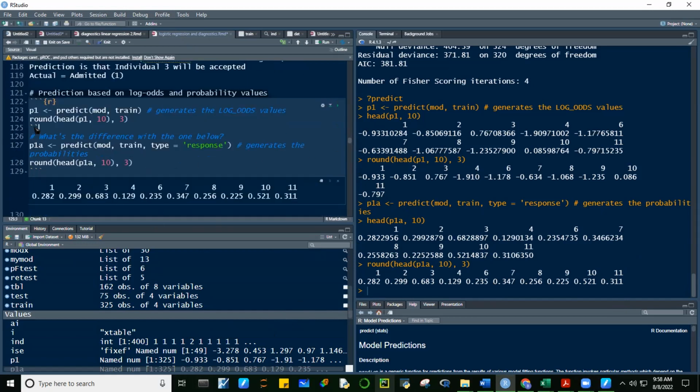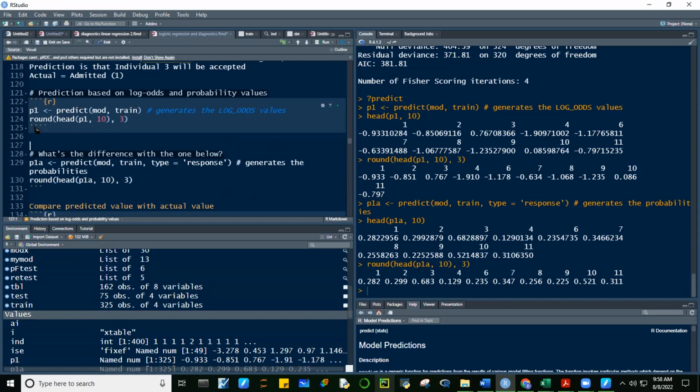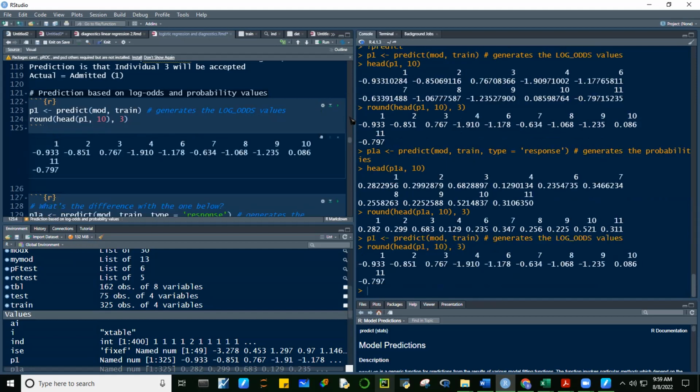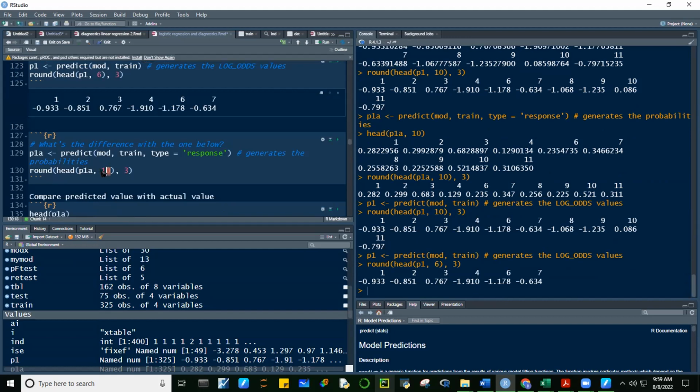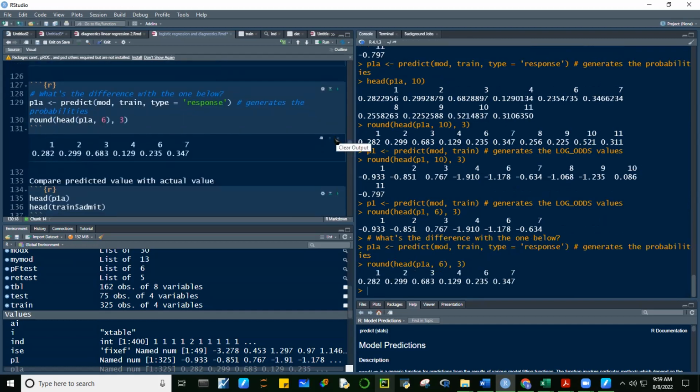Siguro ganito gawin natin. Sineparate ko siya. I separated the two so that we can print both. Sumobra to. Ito. First, ano na lang? First 6. Para mabawasan ng konti. Yan. Tsaka ito din. First 6 din. Okay.